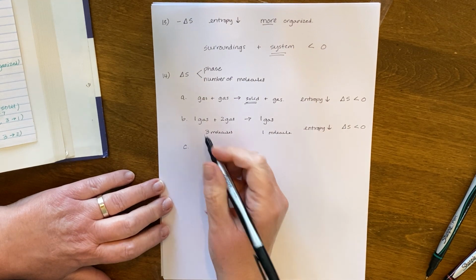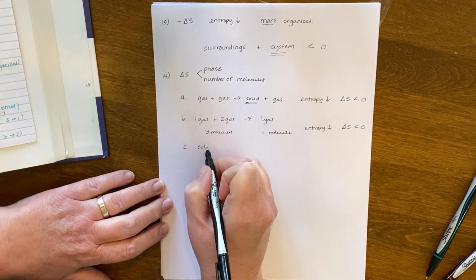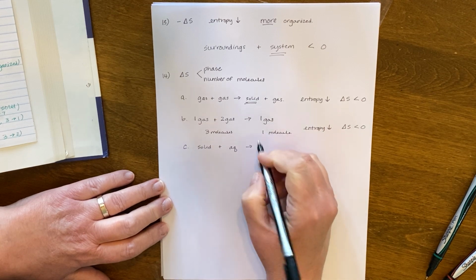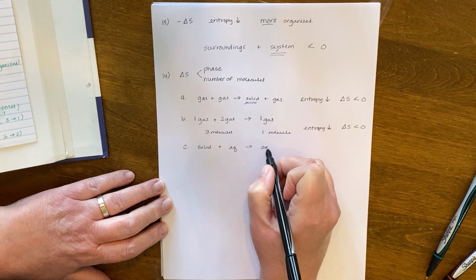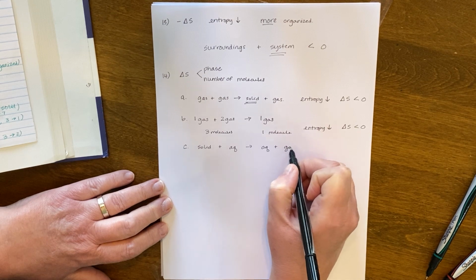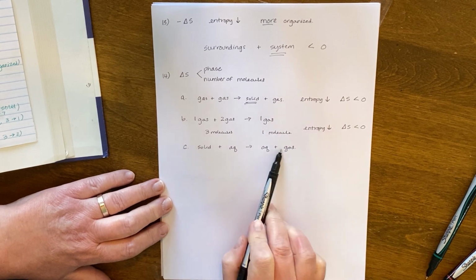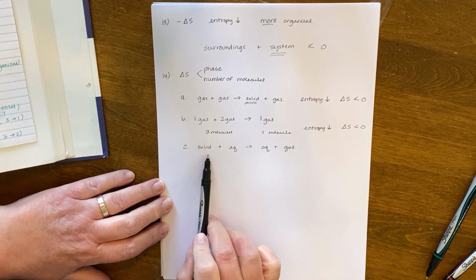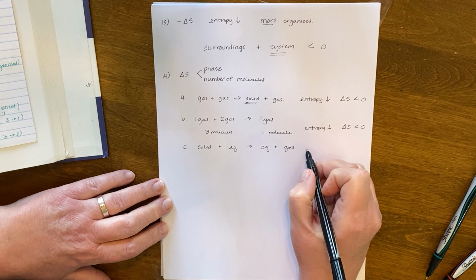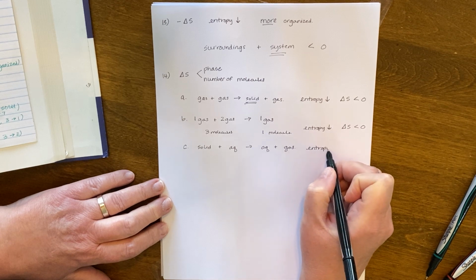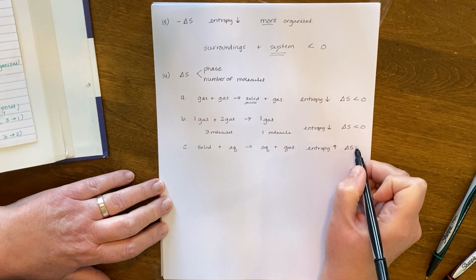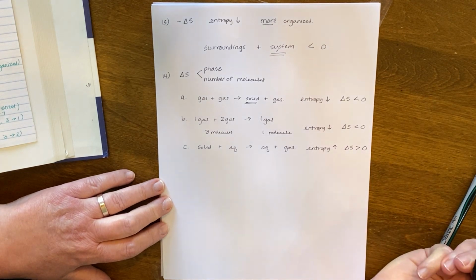Finally, letter C, I have a solid plus an aqueous yielding an aqueous plus a gas. So I can look at just the phases. I have a solid and a gas, so obviously this is becoming less organized. So the entropy is increasing. So my delta S, or change in entropy, is greater than 0.